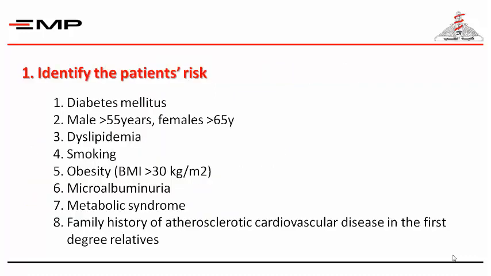First, we will identify the patient risk. We will ask if the patient has diabetes mellitus, if your patient is male more than 55 years old or female more than 65 years, if he has dyslipidemia, if he is a smoker, if he has obesity with a body mass index more than 30 kg per square meter, if there is microalbuminuria, metabolic syndrome, or there is family history of atherosclerotic cardiovascular disease in the first degree relatives.